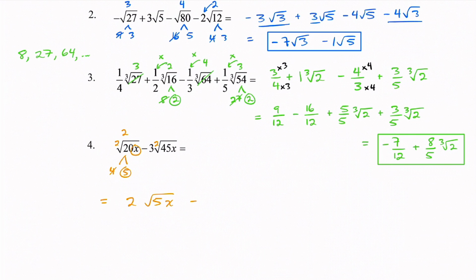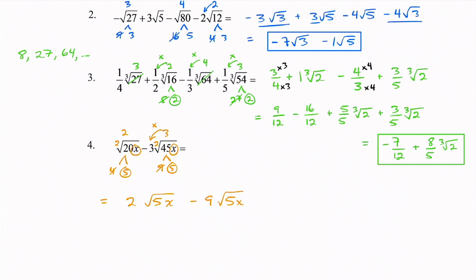And then I have minus, and then with the second one, 45, I want to break that down into some perfect squares, so I can break that down into 9 times 5. Square root of 9 is a 3, and then I can do 3 times 3 there in front. That's going to equal 9, so a 9 is brought out. This 5 is still stuck inside, and this x is still stuck inside. So I got 5 and x inside the square root.